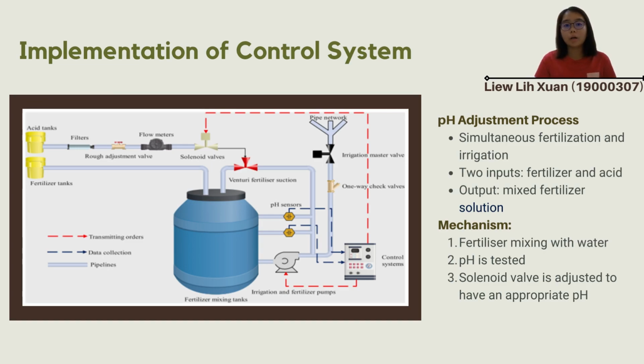Next, I will talk about how the control system is implemented in the water fertilizer integrated technology. You may wonder, what is the water fertilizer integrated technology? It is a technology that carries out the fertilization and irrigation simultaneously to increase the utilization rate of fertilizer and water, hence leading to zero waste. There are numerous control systems, but the one that we focus on is the pH adjustment process.